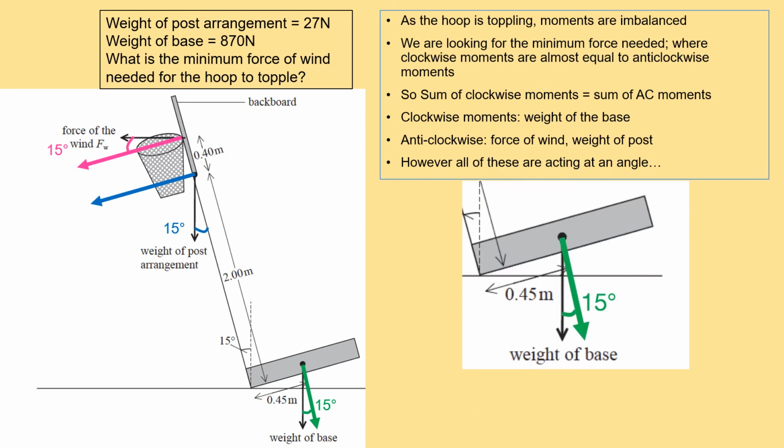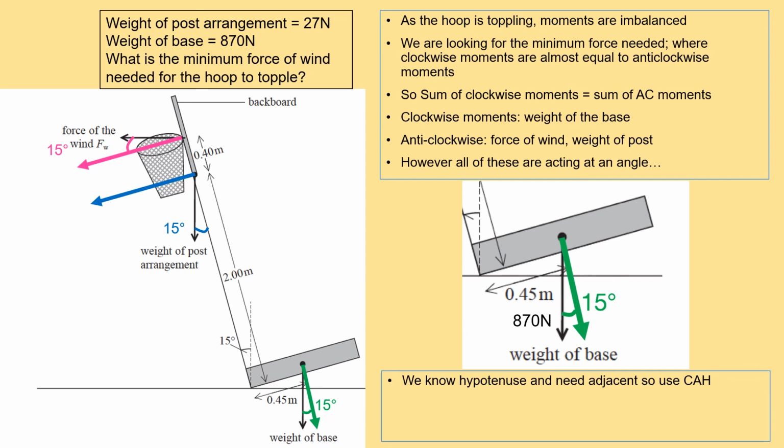So let's look at the base itself. We're going to work out the clockwise moment here. We know that the distance from the pivot to the center of mass of the base is 0.45 meters, and we know it's toppling, but it's balanced at an angle of 15 degrees. We know that that is 870 newtons because we're told in the question that the weight of the base is 870 newtons. We have to work out the component.